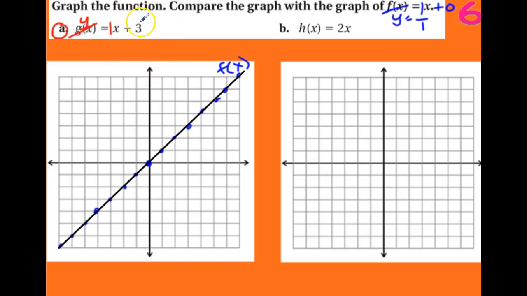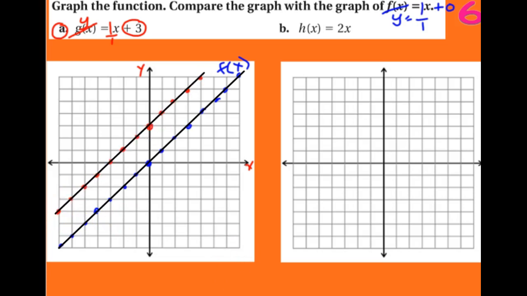So this one, we're beginning at 3. 1, 2, 3 on our y-axis. And my slope is 1 over 1. So rise 1, run 1. Now I can see that these have the same slope. That is something we are going to have to compare in a minute.